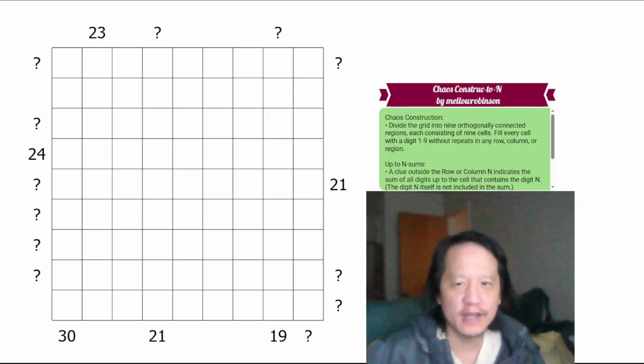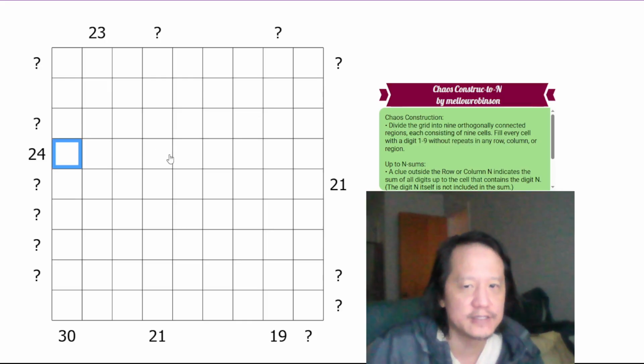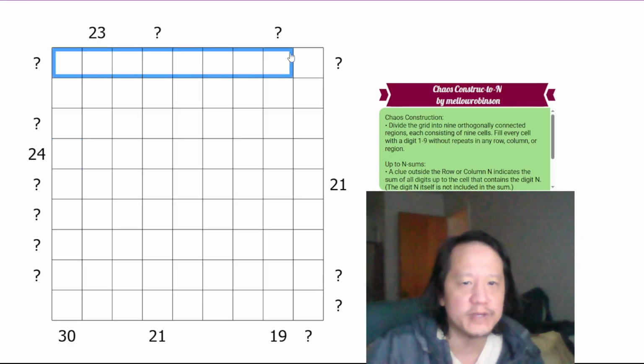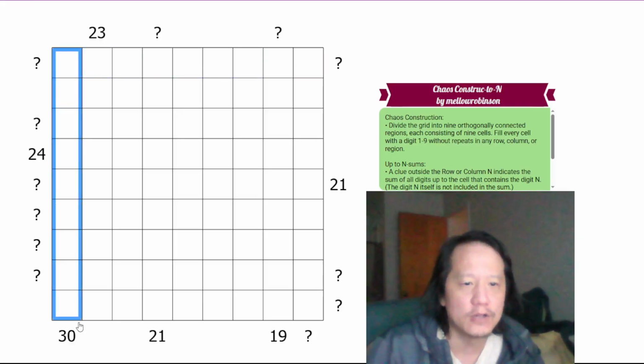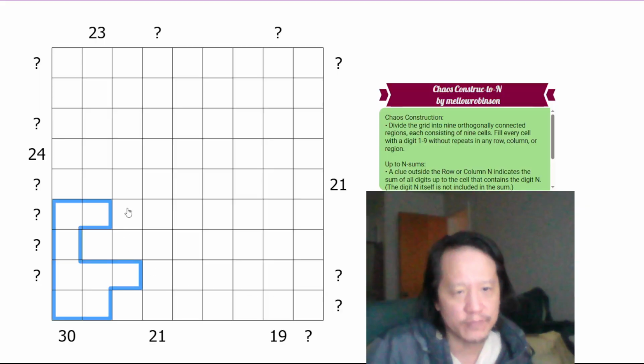We have chaos construction rules where we need to divide the grid into 9 orthogonally connected regions, each consisting of 9 cells. And we need to fill every cell with a digit 1 through 9 without repeats in any row, column, or region, designated or not designated, any 9-cell region that we come up with.